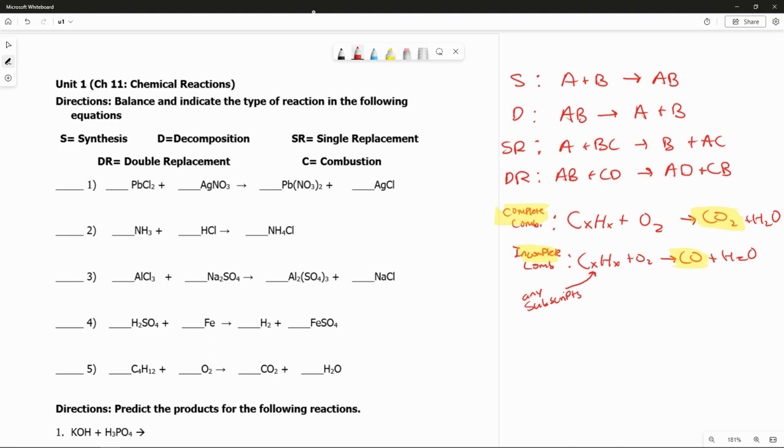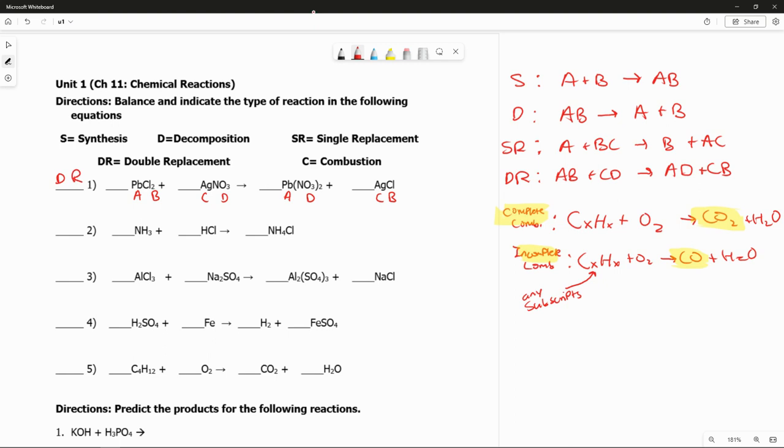All right, taking a look at number one, we are going to determine our type of equation and balance it. We have Pb as A, Cl as B, Ag as C, and NO3 as D. Now Pb is with NO3, the D has moved, and Ag, or C, has been paired with B. So as you can tell, it is a double replacement, because it goes from AB plus CD to AD and CB.